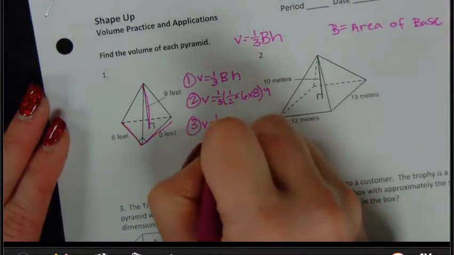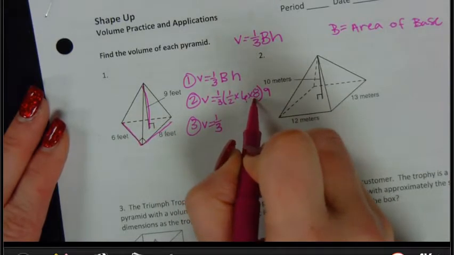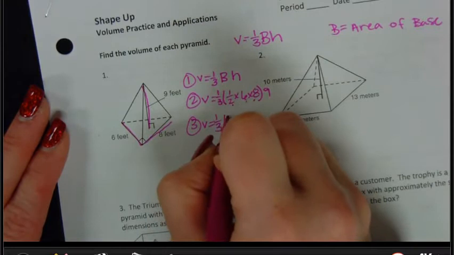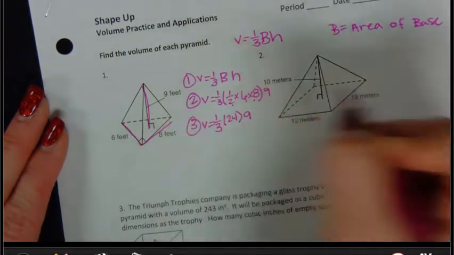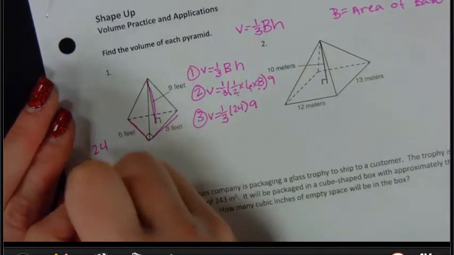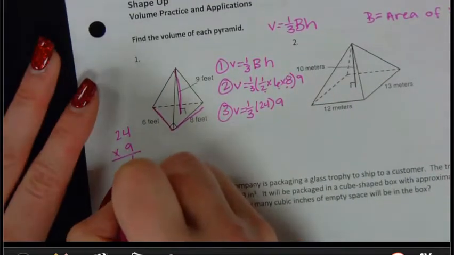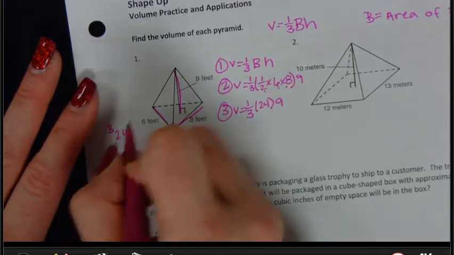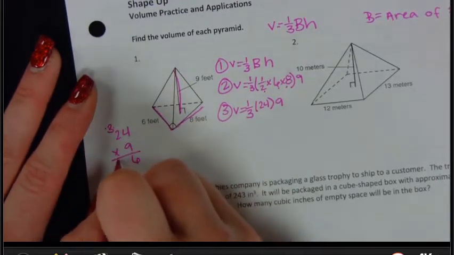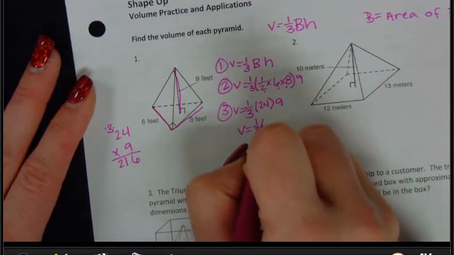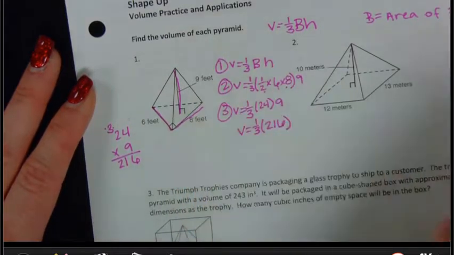So volume is equal to 1/3. Well, I know that 6 times 8 is 48, and divided by 2 is 24. So I'm going to have 24 times 9. And we can go over here off to the side. So 24 times 9. 9 times 4 is 36. 9 times 2 is 18, 19, 20, 21. So I have 216. So volume is 1/3 times 216.